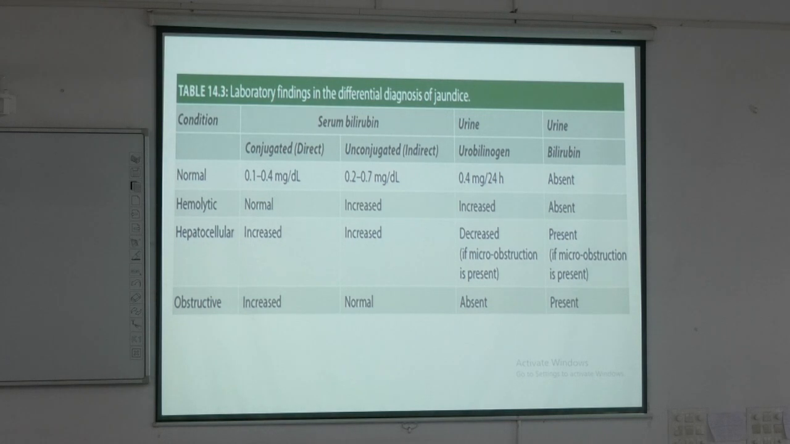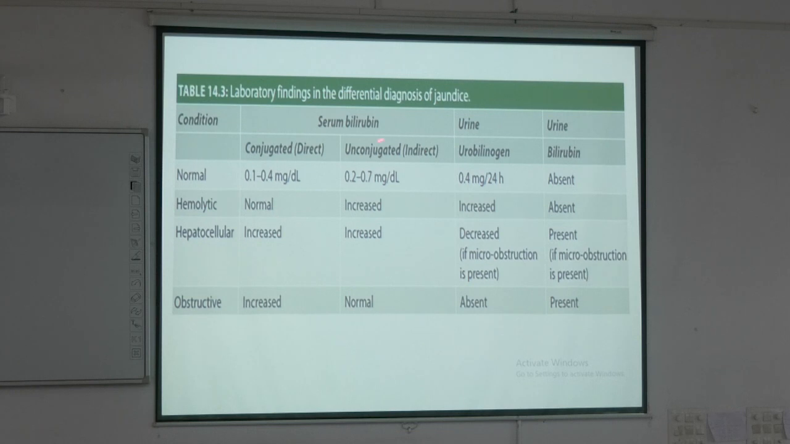Now laboratory testing we do. Laboratory findings for the differential diagnosis of jaundice. Normal is 0.1 to 0.4, that is direct, and 0.2 to 0.7 mg per dl, that is indirect. Now, what is indirect? It is only bilirubin. And what is conjugated? It is diglucuronide bilirubin. Okay.